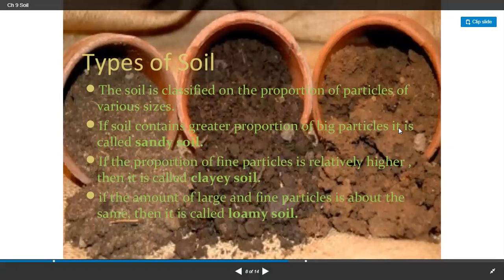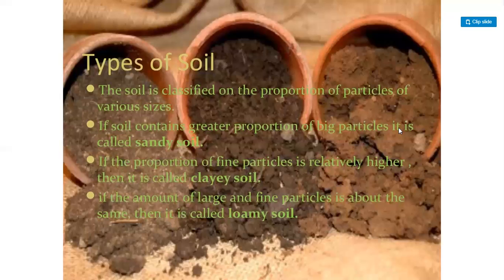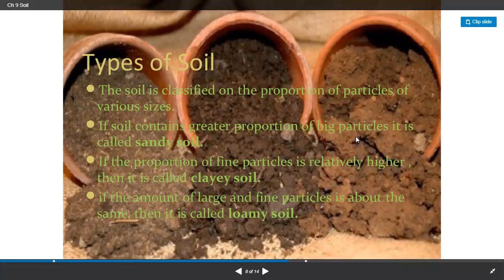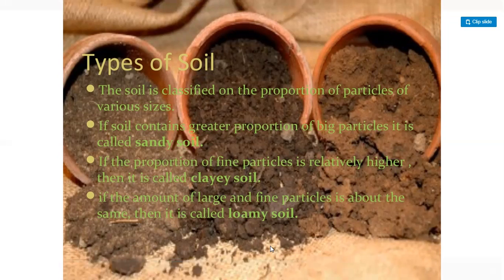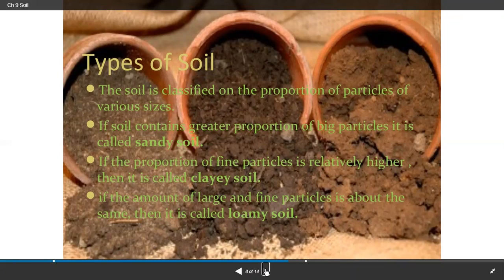Then the types of soil. Soil is classified on the proportion of particles of various sizes. If soil contains a greater proportion of big particles, it is called sandy soil. If the proportion of fine particles is relatively higher, then it is called clay soil. If the amount of large and fine particles is about the same, then it is called loamy soil.